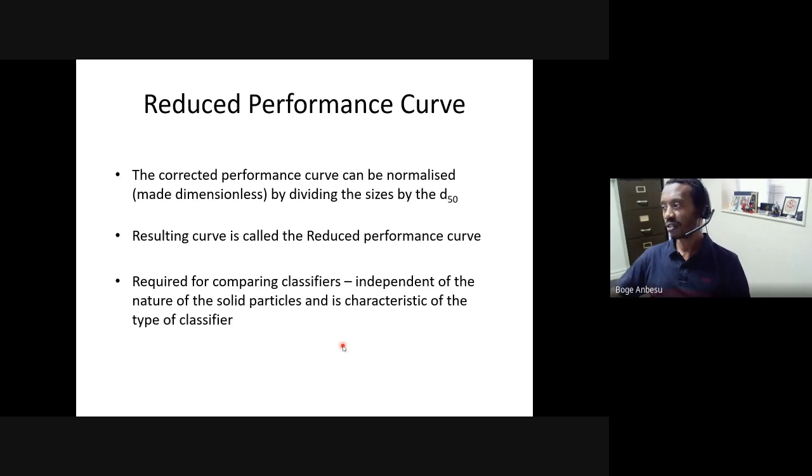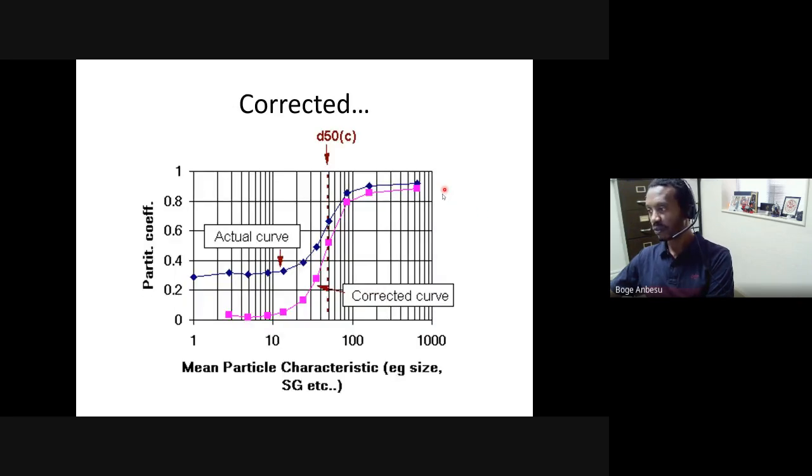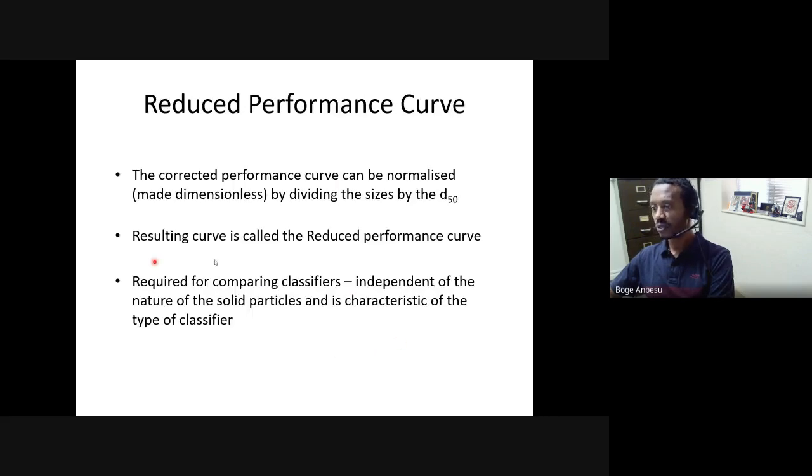And to do that, we just divide the reduced or the corrected performance curve on the x-axis by D50. So D50 is simply a size here, okay, at 50% partition coefficient. So this is the size. And we take D50, divide the x-axis by D50, and we normalize it. So in this case, now the x-axis becomes dimensionless.